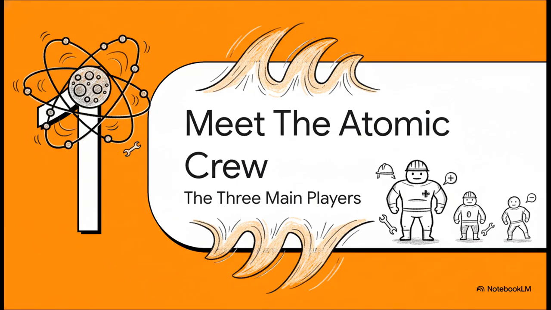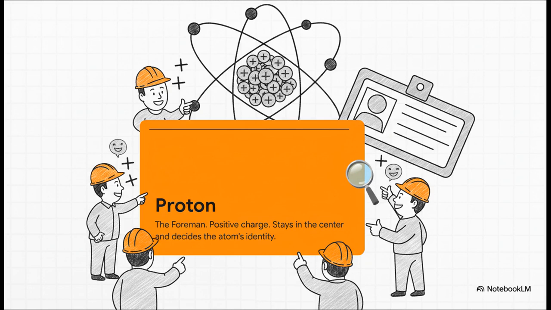So let's meet them. First up, we've got the proton. You can think of this guy as the foreman on the job site. It's got a positive charge, and it hangs out right in the center, in the nucleus, calling all the shots. And here's the most important part. The number of protons is what decides what the atom is. It's like the atom's permanent, unchangeable ID badge.